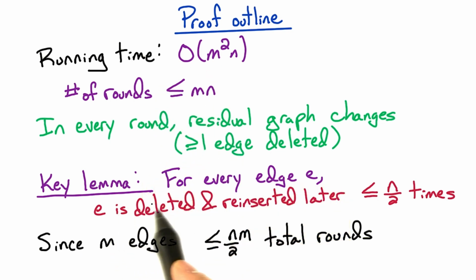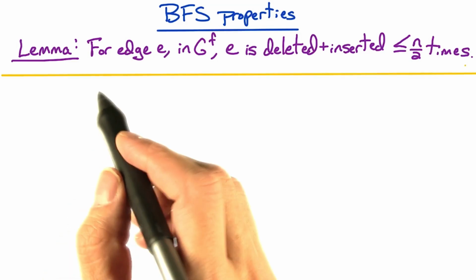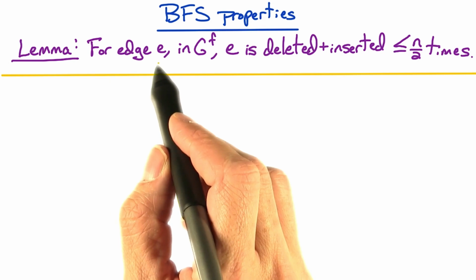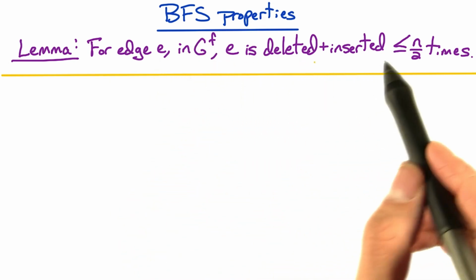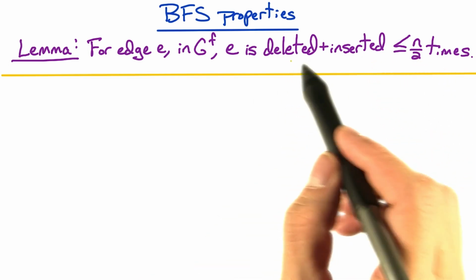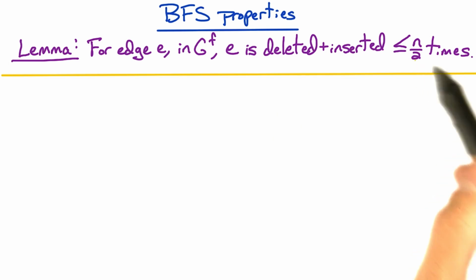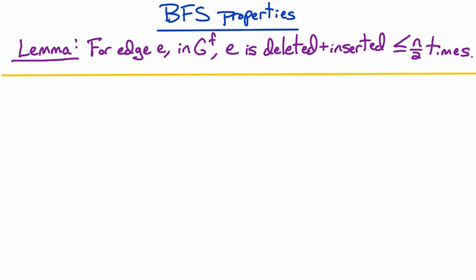So let's dive into the proof of this key lemma. Now we want to prove the key lemma from the previous slide, which states that for every edge of the graph, in the residual graph, this edge is deleted and then reinserted later at most n over 2 times. So this deletion insertion process can occur at most n over 2 times. Now, of course, to prove this lemma, we're going to have to use properties of the BFS.